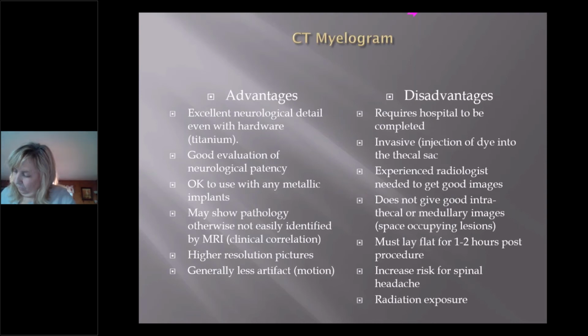What are the advantages and disadvantages? And I'll show you some pictures of this in a minute. So advantages of CT myelo is you get good neurologic detail. Even with hardware, you can get some good pictures because it's not an MRI, so you don't have the magnetic artifact. You still get a little artifact, but not as bad as with MRI. So it can be helpful with neurologic detail when MRI is not the most optimal test. It's a good test to look at neurologic patency.